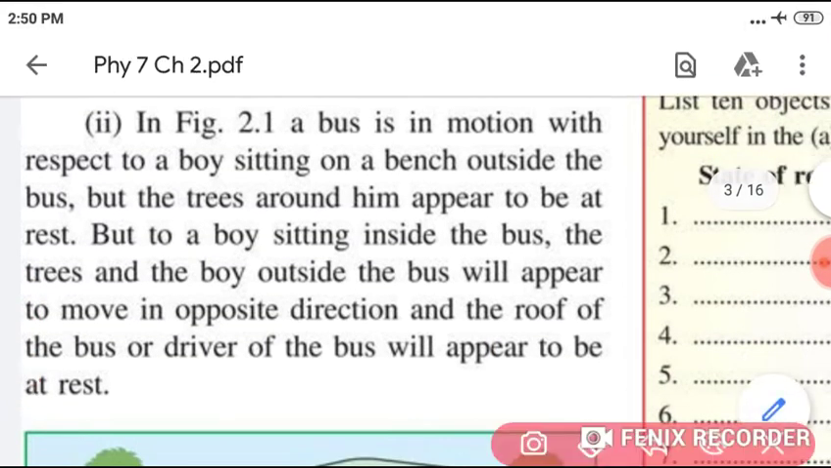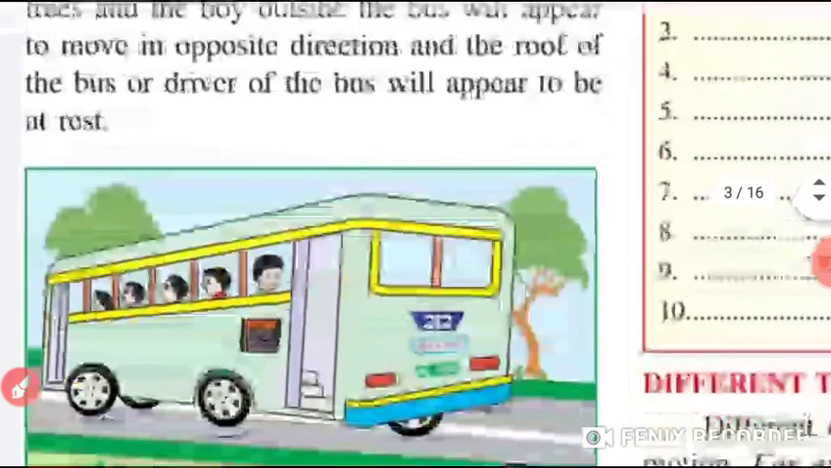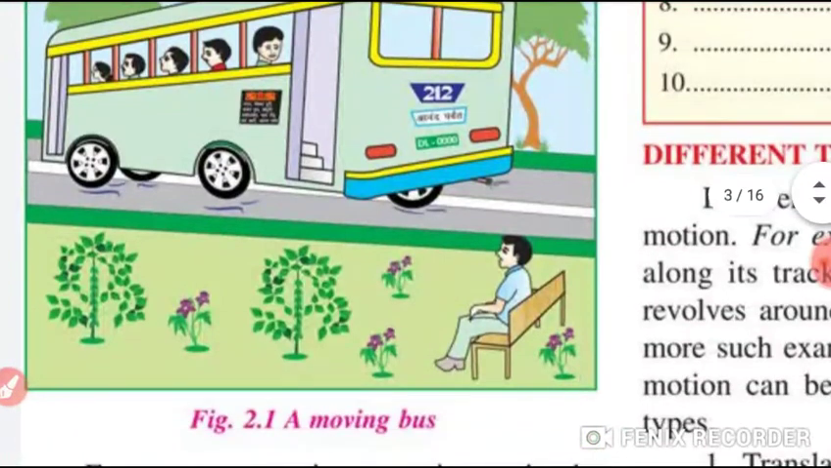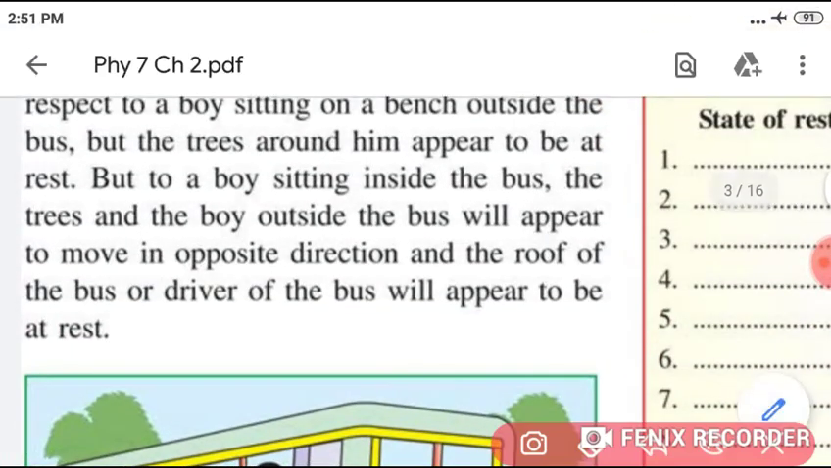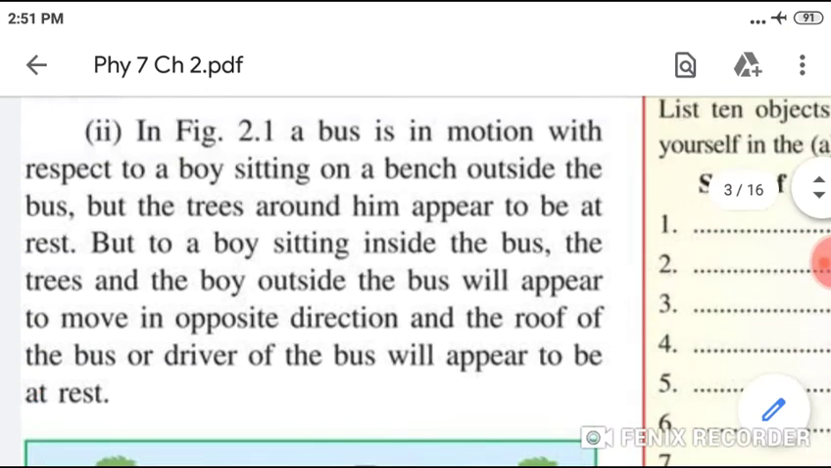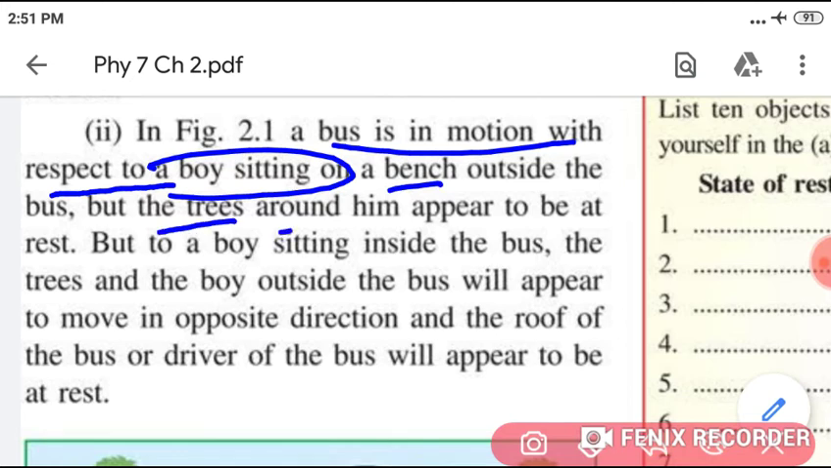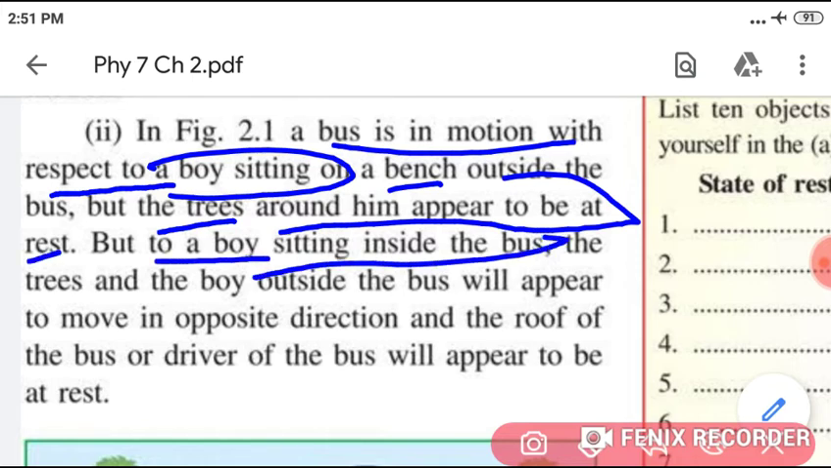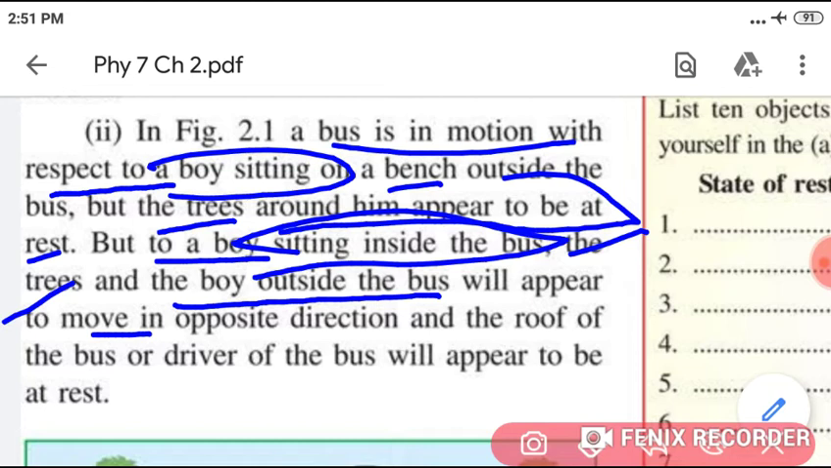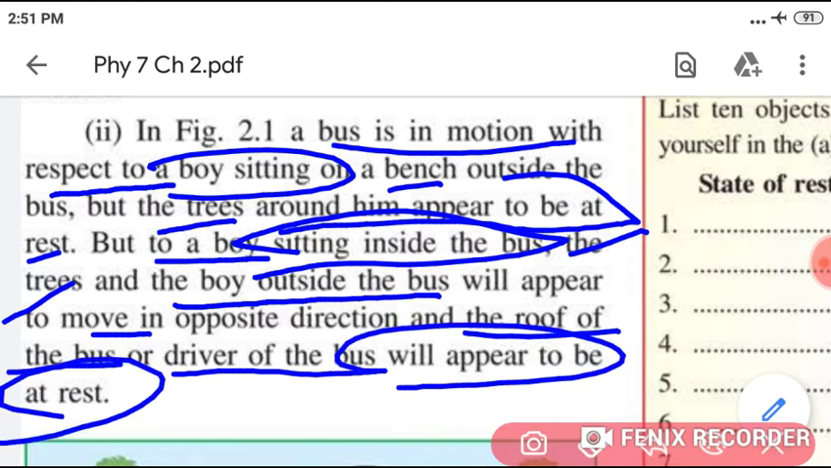Now, second, in figure 2.1, students, I will show you this figure here. This is figure number 2.1. What the writer is saying, just have a look here. In figure 2.1, a bus is in motion with respect to a boy sitting on a bench outside the bus, but the trees around him appear to be at rest. But to a boy who is sitting inside the bus, the trees and the boy who is sitting outside the bus will appear to move in the opposite direction, and the roof of the bus and the driver of the bus will appear to be at rest.